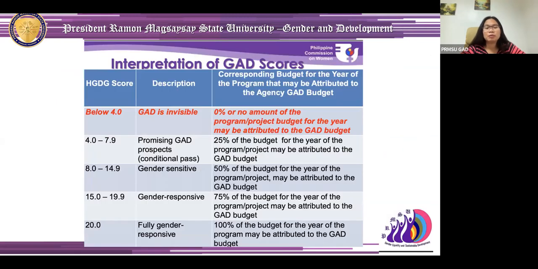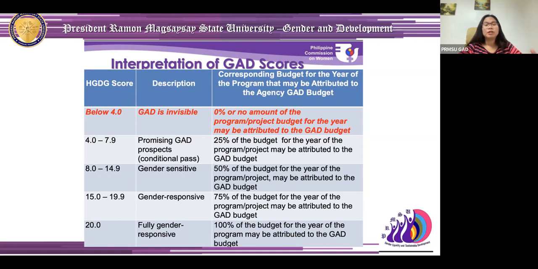Ayan po yung mga scores kung promising GAD prospects ba siya, gender sensitive ba siya, gender responsive, and fully gender responsive. Now, hindi po manggagaling sa gender development yung whole budget for the extension. Pero may nakita po ako mga nilagay ni Ma'am Hazel dun sa mga budget na may mga extension po siya. It depends pa rin po sa PCW kung i-endorse nila yung particular project.